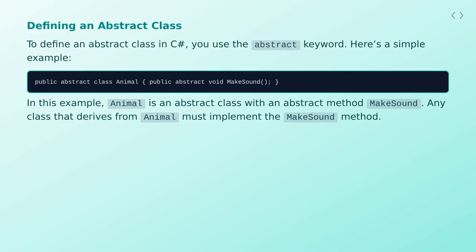Now, defining an abstract class. To define an abstract class in C#, you use the abstract keyword. Here's a simple example. This slide introduces a class definition. Study the structure in the code sample. In this example, Animal is an abstract class with an abstract method makeSound. Any class that derives from Animal must implement the makeSound method.